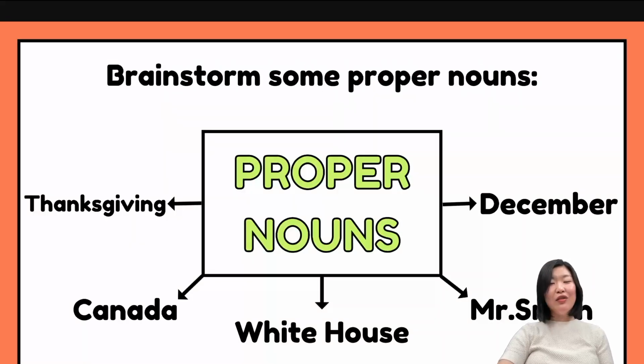So let's brainstorm some proper nouns. So these are the proper noun vocabularies that you'll see in English. For example, Thanksgiving, Canada, White House, Mr. Smith, and December.